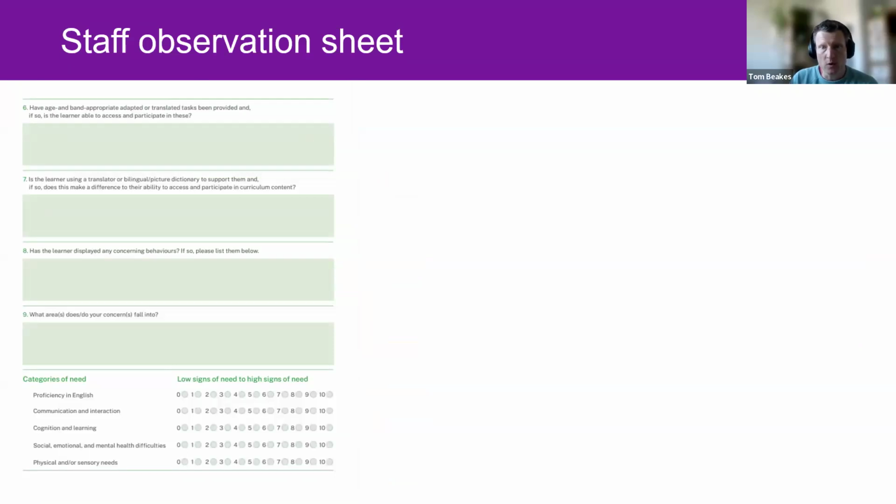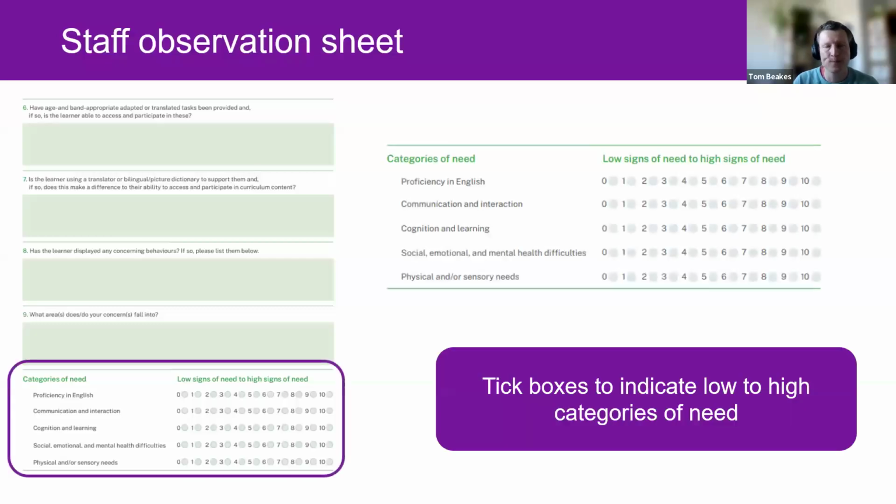You'll also find tick boxes to indicate low to high categories of need. And you'll notice one of the categories includes proficiency in English, along with the 4 areas of SEND need that we mentioned earlier. And those align with how SEND is supported in the UK system. So again, this might need a little bit of adaptation to work in your context, depending on how you operate in your school. But again, this could be something that could be used to inform a referral.